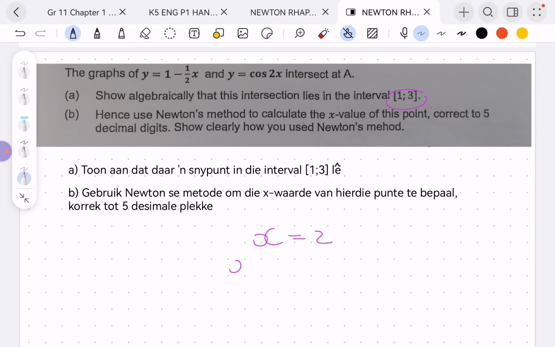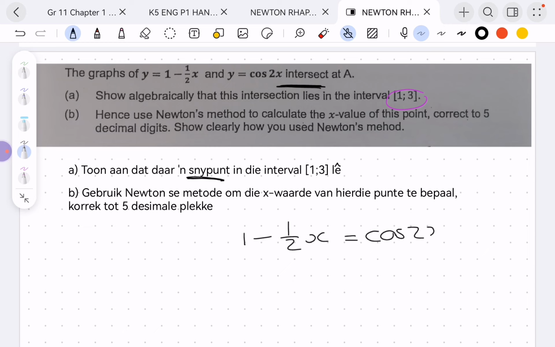So I can look at x equals 1, I can look at x equals 3. I'm going to put the 1 into the function, I'm going to put the 3 into the function, and if the sign changes, maybe from a positive to a negative, or negative to a positive, that means somewhere between 1 and 3, it had to go through the x-intercept. We are talking about the intercept. So with intercepts, usually you would have said, let's put the graphs equal to each other.